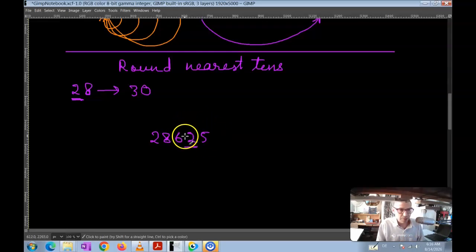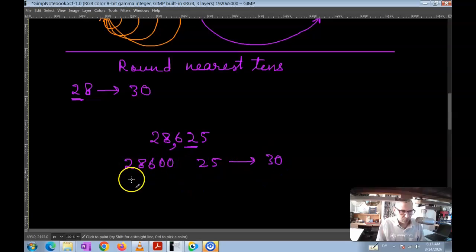So then you can still think of this number as 28,625, and then 28,600 you can just keep aside. So you have a 28,600 and you have a 25, and 25 rounded to the nearest tens you would round up to a 30. So then you could add these numbers together, meaning a 28,600 plus a 30 would be 28,630, for example. You could think of it this way, right? If it makes it easier for you.